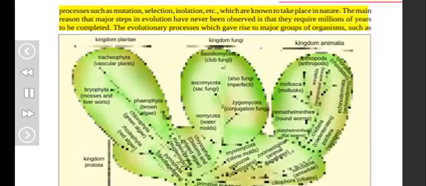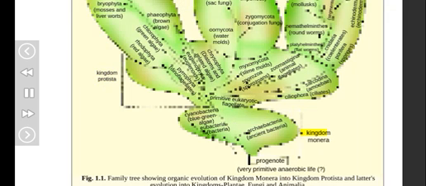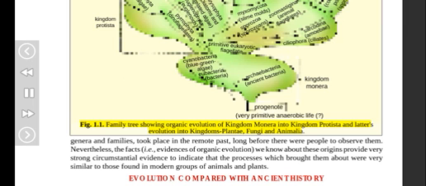The evolutionary processes which gave rise to major groups of organisms, such as kingdom Plantae, kingdom Fungi, kingdom Animalia, kingdom Protista and kingdom Monera, took place in the remote past, long before there were people to observe them. Figure 1.1. Family tree showing organic evolution of kingdom Monera into kingdom Protista and latter's evolution into kingdoms Plantae, Fungi and Animalia.